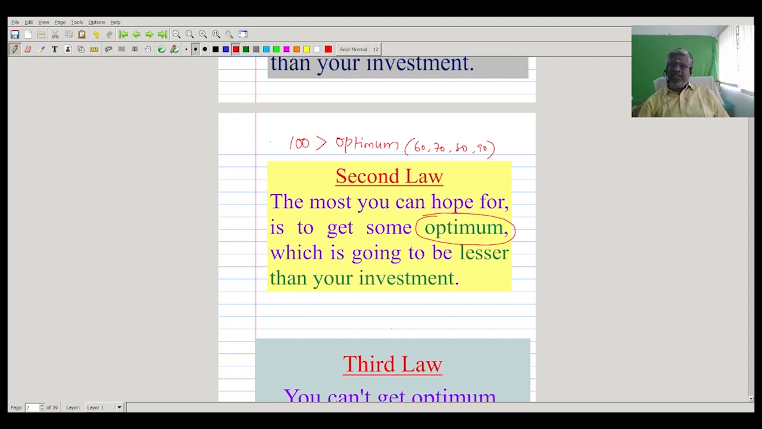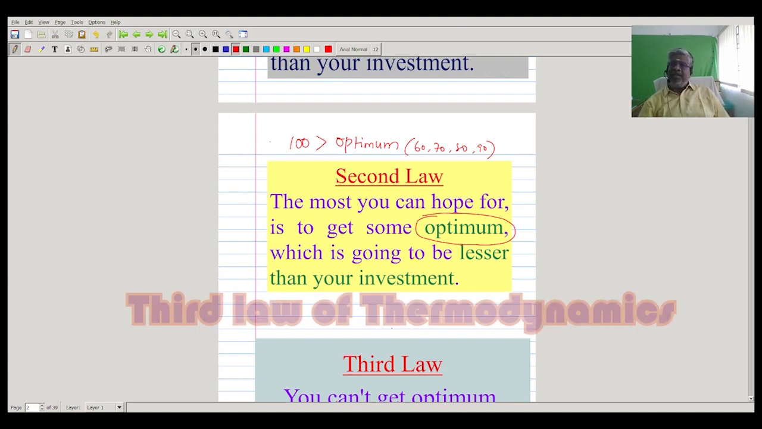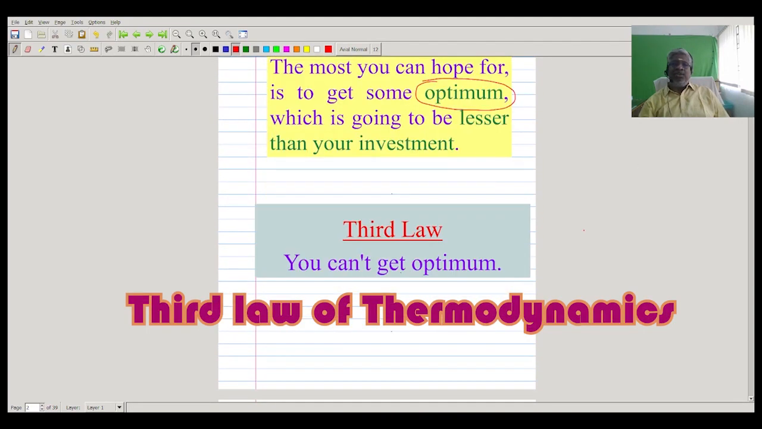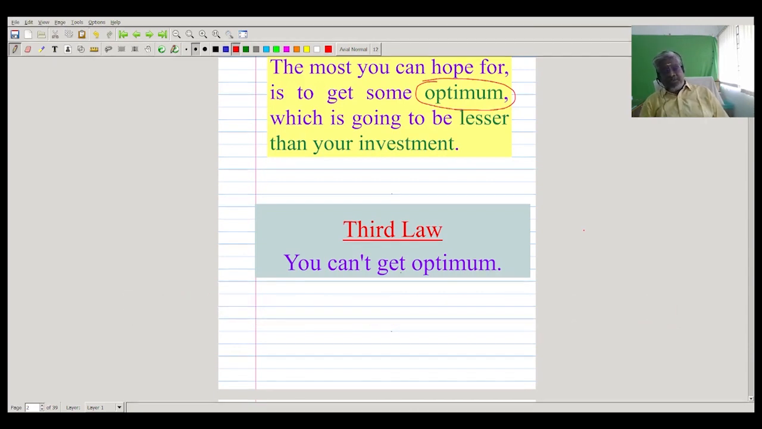So coming to the third law, what the third law says is you can't get that optimum. Already the second law put an important restriction. Not even 100 rupees you can get. You will get some optimum that's going to be lesser than that. What the third law says, you can't get that optimum. That means for any particular business model, your optimum is going to be lesser than 100 rupees, say 70 rupees in this case.